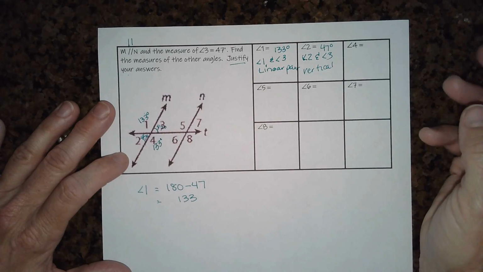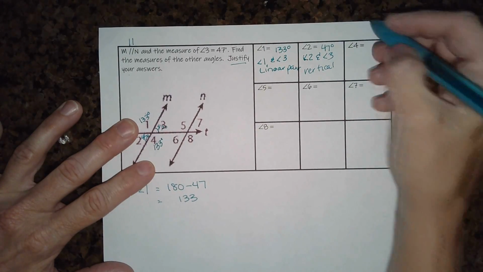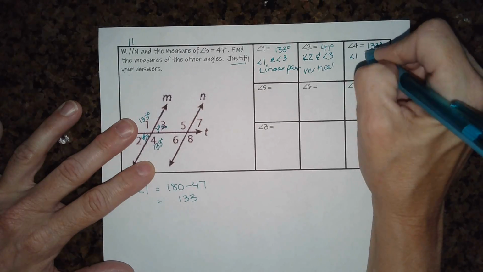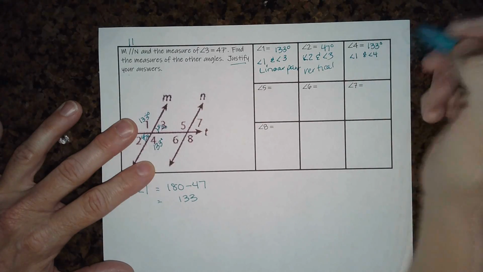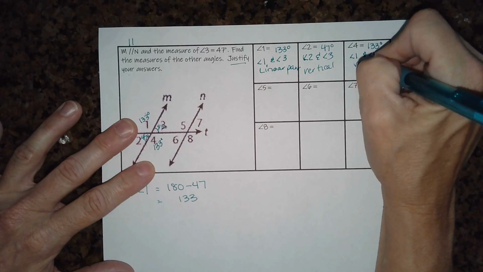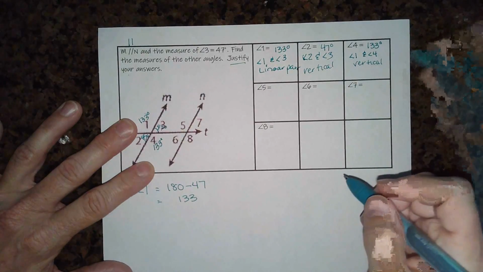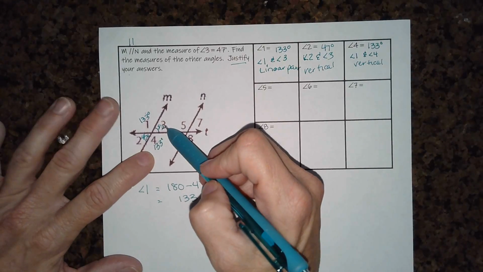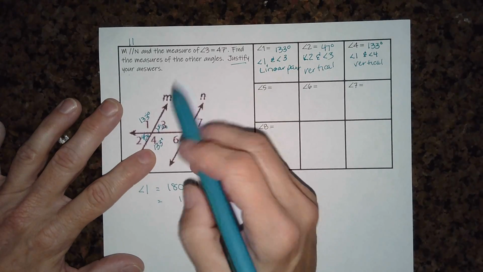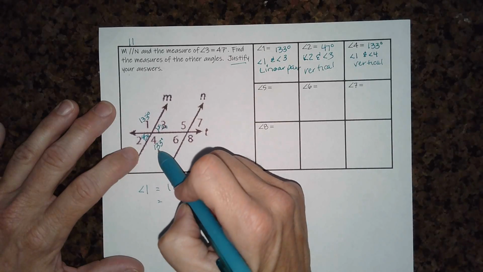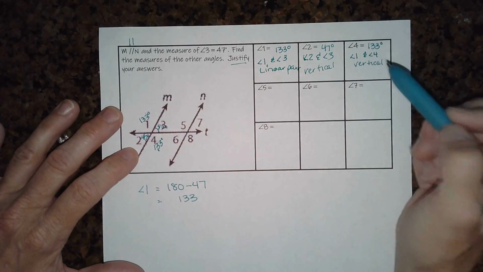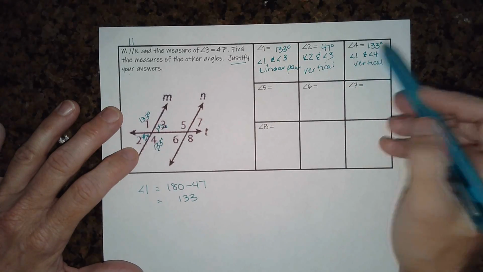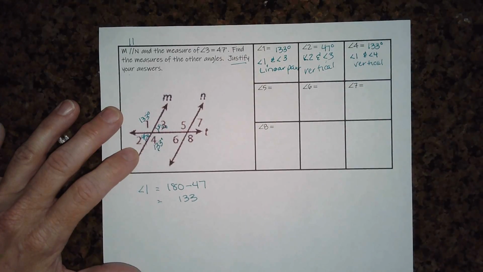And the justification can be one of a couple of things. You can say that angle 1 and angle 4 are vertical. You could also say that angle 3 and angle 4 are a linear pair. You could also say that angle 2 and angle 4 are a linear pair. So there's several ways to justify and give a reason why you know the angle measure is what it is.